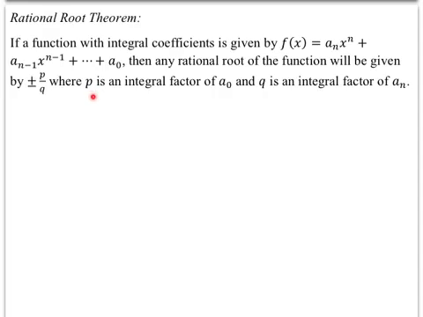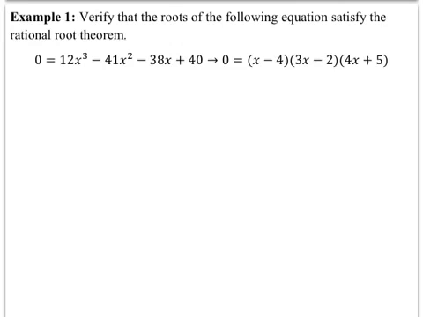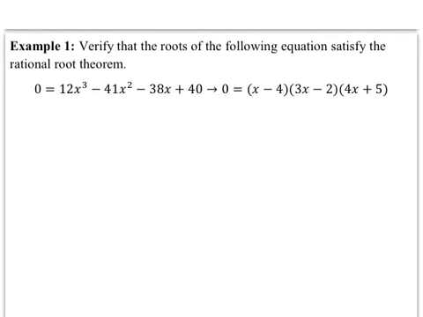P could be 4, 2, 1, negative 4, negative 2, negative 1. It could be 8, it could be negative 8. Any of the factors of this, that's what P is. And Q is an integral factor of a sub n, the leading coefficient. So remember, Q is the leading coefficient's factors, and P is the constant term's factors. So whatever the factors of this are, or whatever the factors of this are, all of the possibilities we could have for a rational root. Now there's going to be many of those possibilities, but they're not always going to end up becoming our roots for those specific problems.